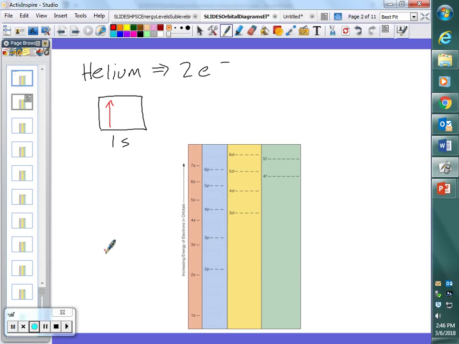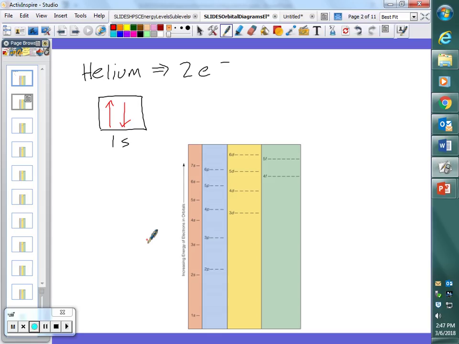What were our possible values for the spin quantum number? Positive 1/2, negative 1/2, because we have to do what with those 2 electrons? Distinguish them from each other. Which electron is this? Which electron is that? How do you think I'm going to do that on this orbital diagram? 1 up, 1 down. There's my orbital diagram for helium. All right? Good there?